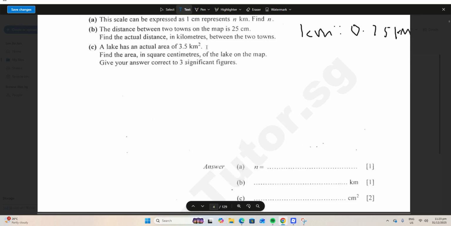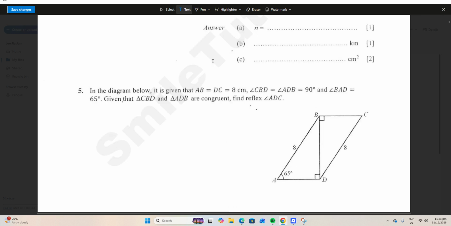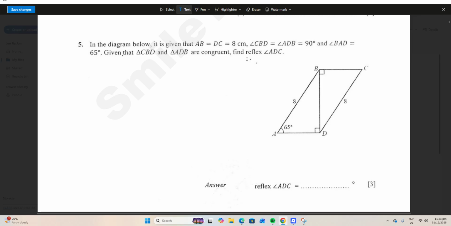It should be sec 1 knowledge to convert things into 3 significant figures. Okay, move on. In the diagram below it is given AB and DC are equal to 8 cm. Where's AB? AB is here, DC is here. CBD is 90 degrees, so they have labeled everything. But what I like to do is to check if they labeled everything. Here they put 90 degrees. Does it correspond to the context? Yes, it does, right? So 65 degrees is labeled, BAD. CBD and ADB are congruent.